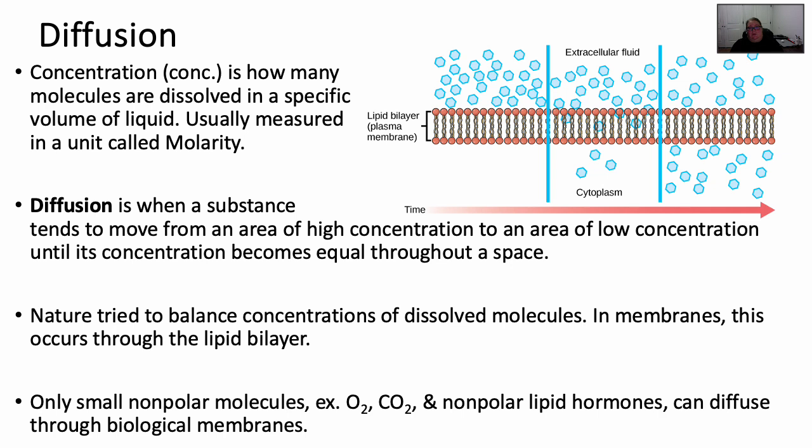But not everything can move by diffusion across the membrane, because we have that hydrophobic non-polar region in the middle of our bilayer. Because of this, only small non-polar molecules and non-polar lipid hormones can directly diffuse through the membrane. We'll come back in a few slides to a pretty great graphic that describes what can move across and what can't. But the important part to remember for diffusion is we need small and we need nonpolar. So things like oxygen gas, CO2, and other lipid hormones can directly diffuse across the membrane.